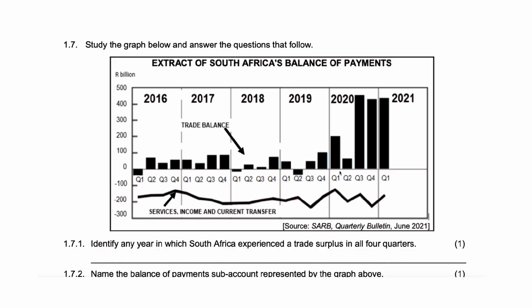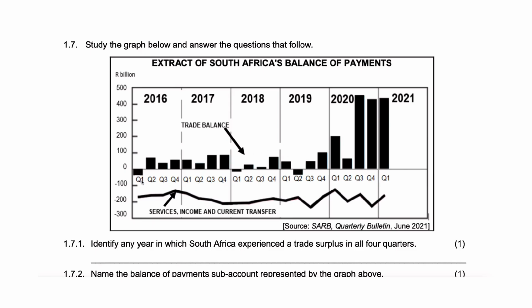So it says here, study the graph below and answer the questions that follow. Now in this graph, what we see is an extract of South Africa's balance of payment, and this is in billion rands, as you see here. So we have 100, 200, up to 500 billion rands, half a trillion rands. And then here, it's showing us trade balance. So our trade balance, sometimes it's in deficit, sometimes it's in surplus. I see mostly it's surplus, which is a good thing.